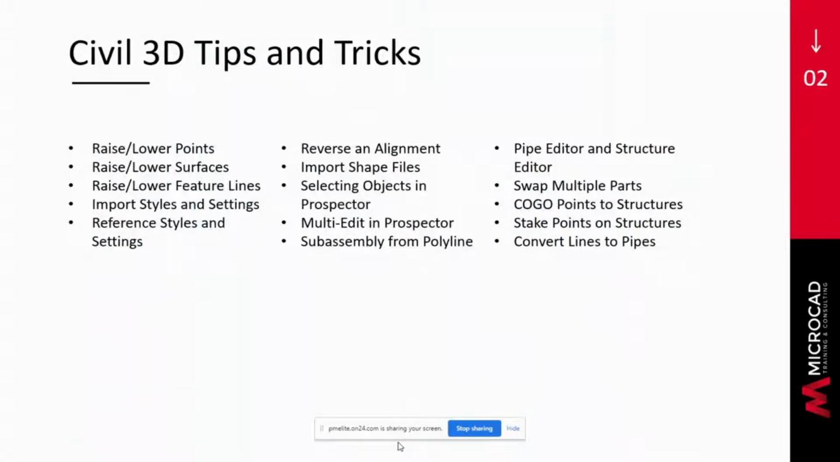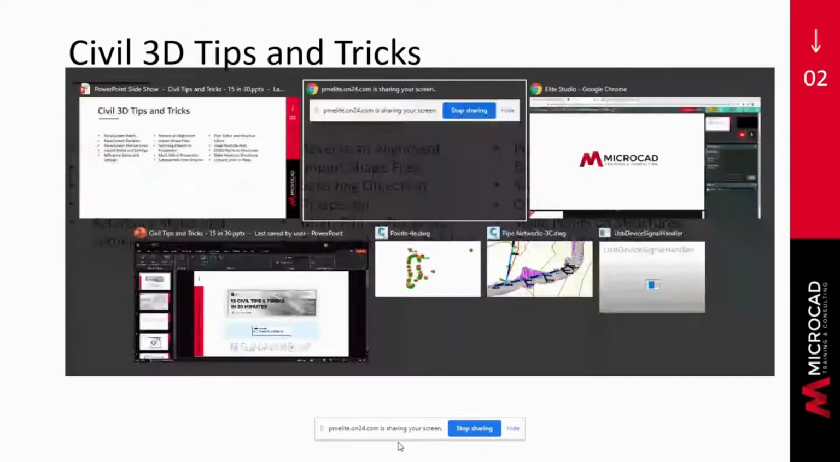On the menu today, for the tips and tricks, we have 15 laid out. I've grouped them in fives. The first group is going to show you how to raise and lower objects when we have datum changes. I'm going to show you some tricks around styles and settings in Civil 3D. And then styles and settings from other templates that you can link to your current drawing. So we'll start with those five, and I'll switch over to Civil, of course.